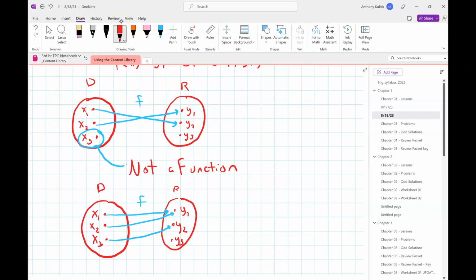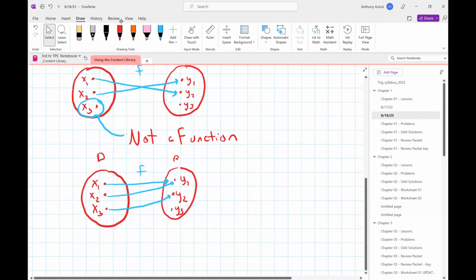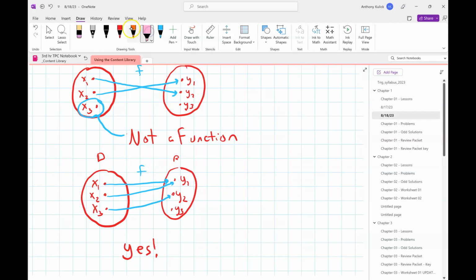Does this represent a function? Yes is the answer. Does it matter that little old y3 is unpaired? No. Why not? Because it's in the range, right? The domains are all covered. They're all going to exactly one place. Function. Everybody's okay with that idea? Okay.